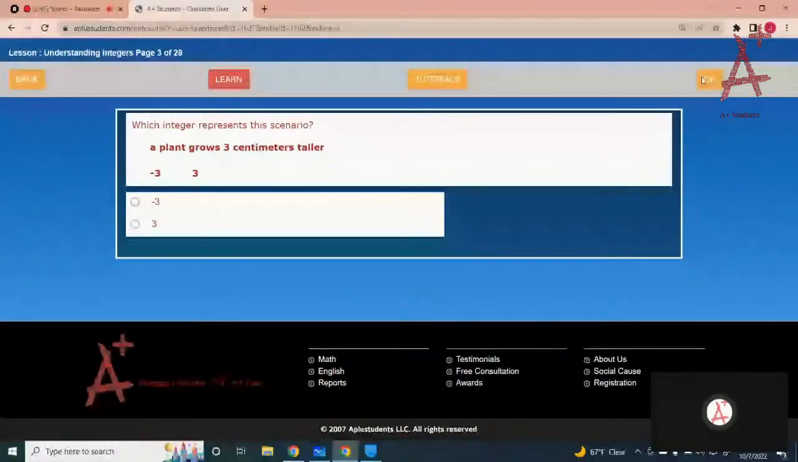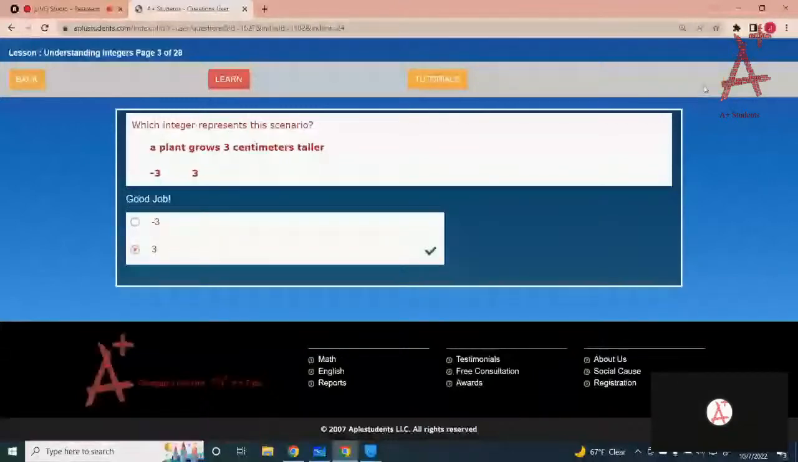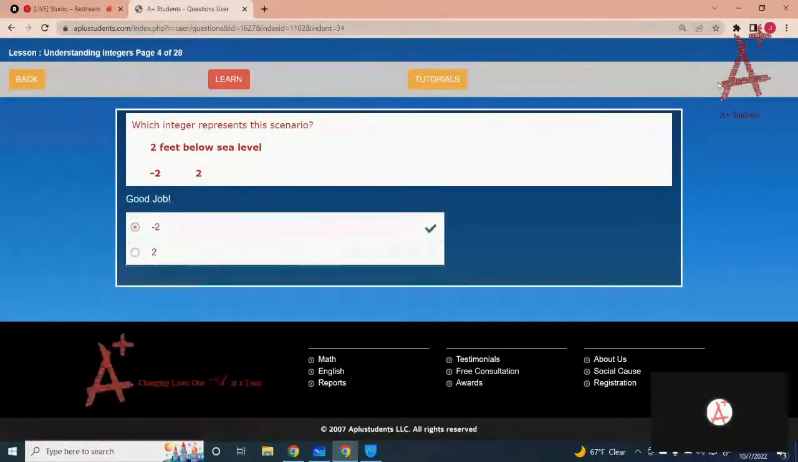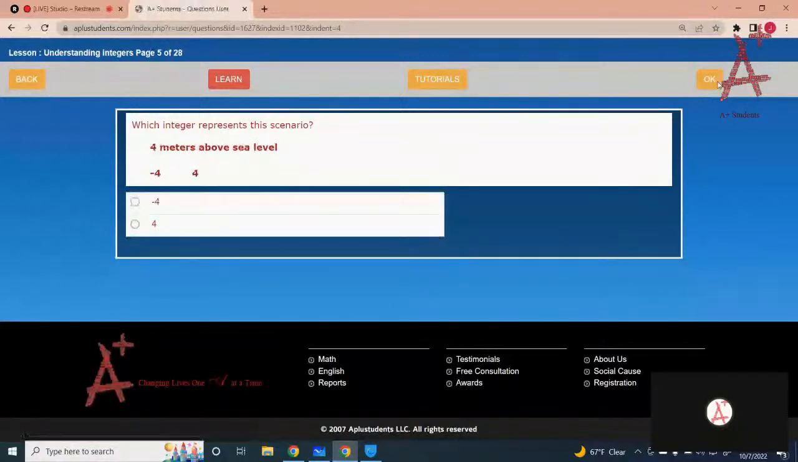Select the correct option and click on the OK button. 2 feet below sea level. So is it an increase or decrease? Below sea level means below a level. So it would be -3. Got it? -2, sorry. 4 meter above sea level. So it is an increase because it is above the sea level. It would be +4. Got it?